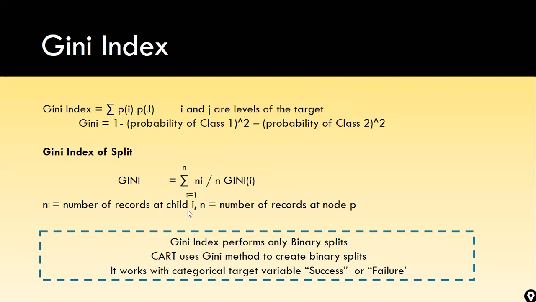Also, in CART, it uses the Gini method to create a binary split. It works with a categorical target, success or failure. In our case, yes or no. John played tennis, that is success. He did not play, that is failure. So it works only with a categorical target, like a binary categorical variable. That is what it says.